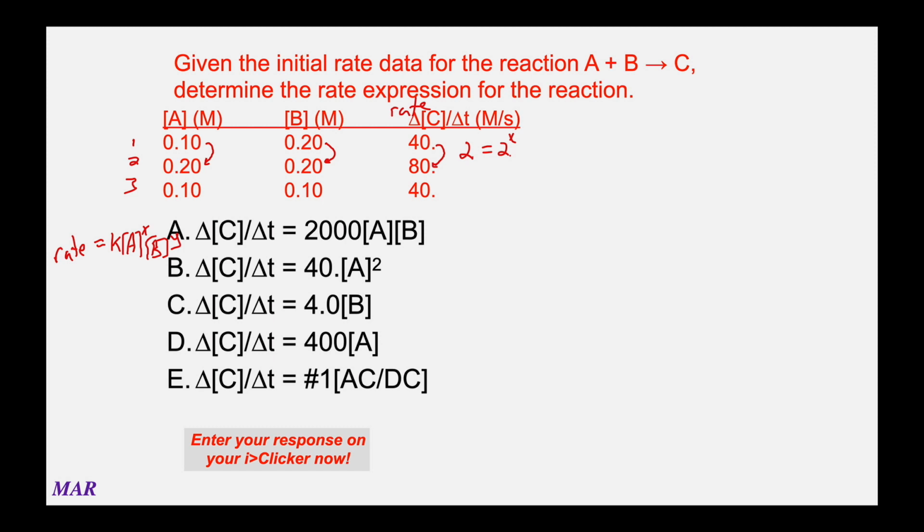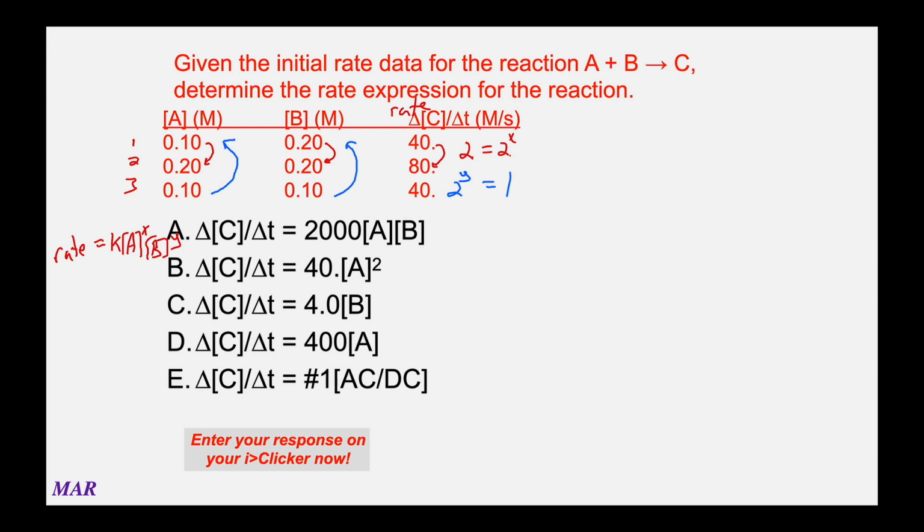We've got to do the same thing for B. So for B, what I would do, let me change colors here. For B, I would look at number 3 versus number 1. So I'm using a different color here. Notice that A stays at 0.10, but B goes from 0.1 to 0.2, all right? So the concentration of B here is changing by 2, and that's going to be 2 to the Y, the little order with respect to that one. Now, the rate, though, goes from 40 to 40. So 40 divided by 40 is just 1.